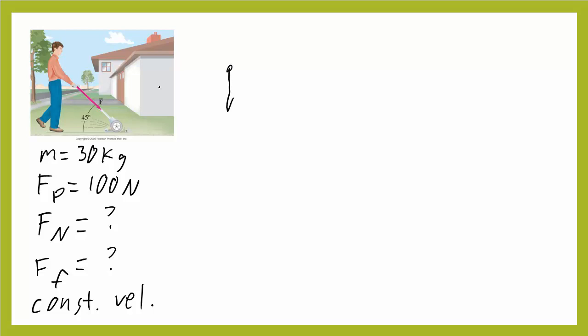So we have gravity pulling down on the mower, and we could figure that out. It's going to be 30 times 9.8. Okay, so that works out to be 294 newtons of gravity. Okay, I have a normal force up. Even though the force is at an angle, the ground is still level, so we have a normal force going up. We don't know what that is. We've got friction to the left because it's in the opposite direction of motion.